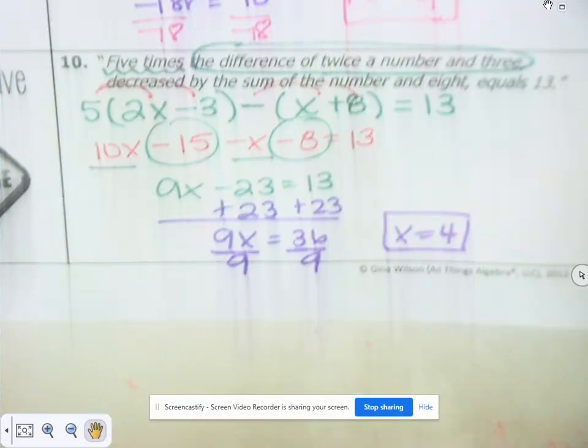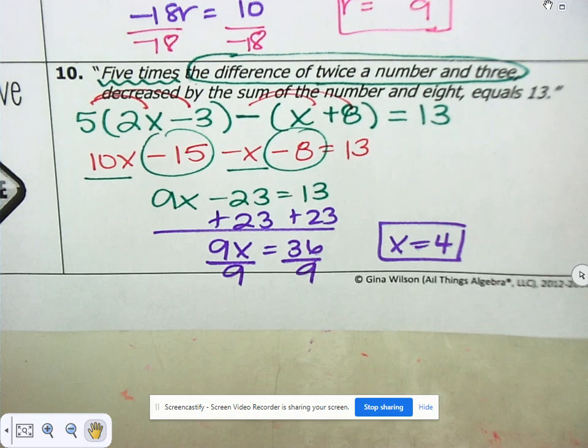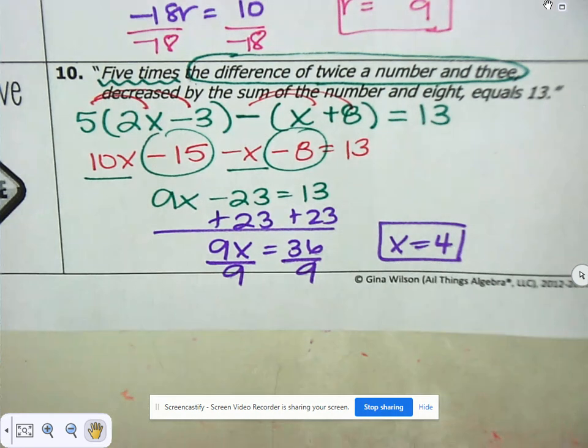Okay, again, kind of like extra credit, just simply because we did not discuss how to write that out in class. But that is what you're doing. You're just reading through. 5 times means we're multiplying by 5. The difference means subtract. Twice the number means you're multiplying by 2. Decrease by means we subtract. Sum means we add. And obviously equals means equals.